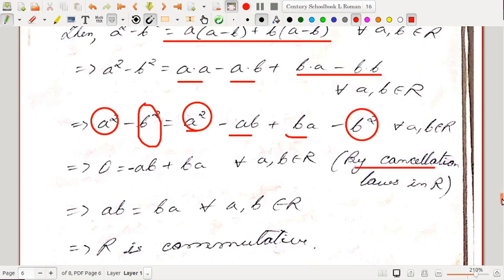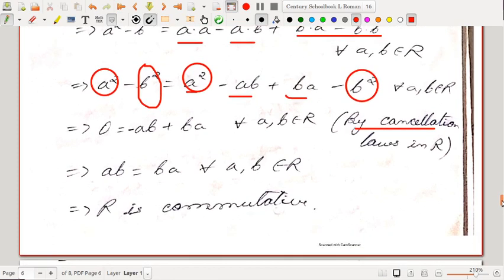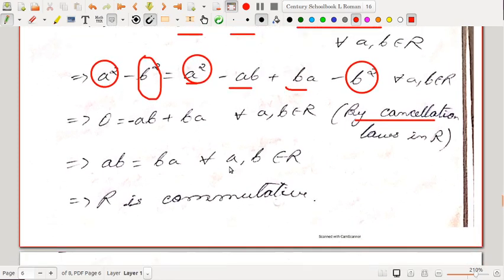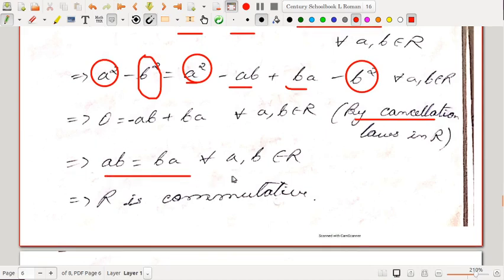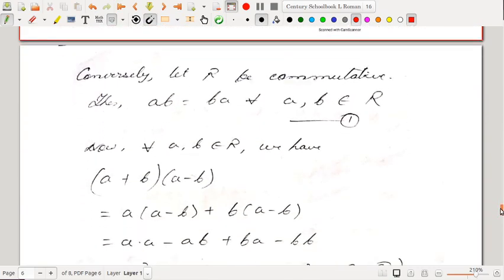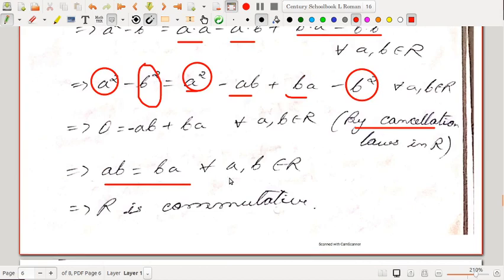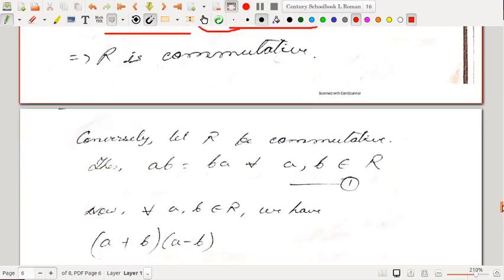That means ultimately I have got minus ab plus ba is equal to 0 for all a, b inside R. Again, by adding ab on both sides, you can show ab is equal to ba for all a, b inside R. That means R is commutative. It's very important to keep on writing this line, for all a, b inside R, because if we want to show that R is commutative, this relation should hold for every a, b inside R. So that's why this line is important.